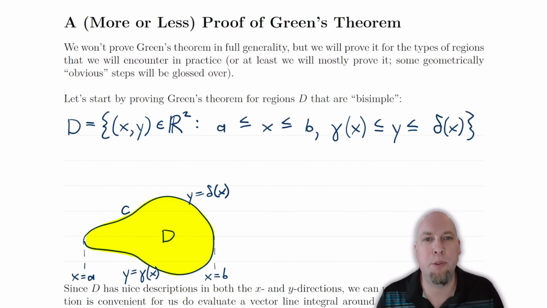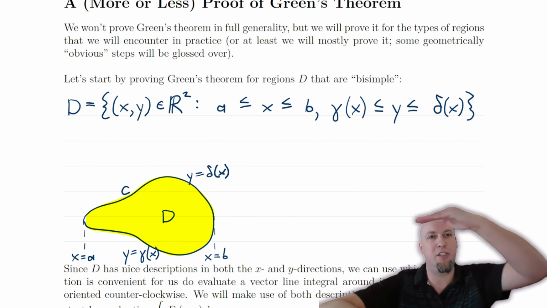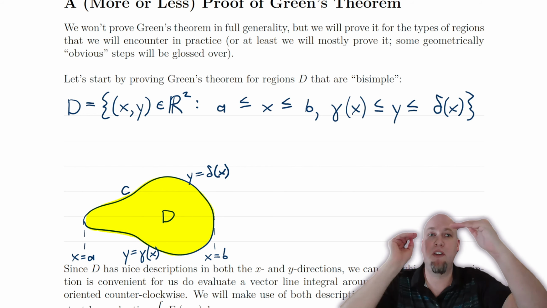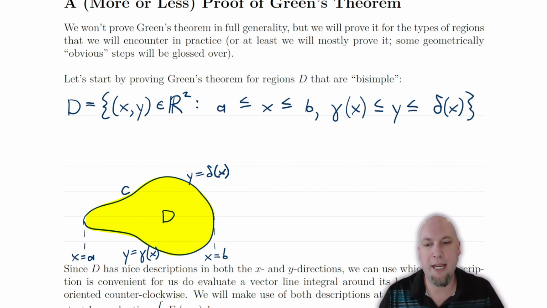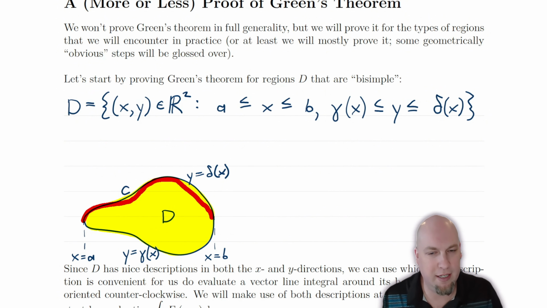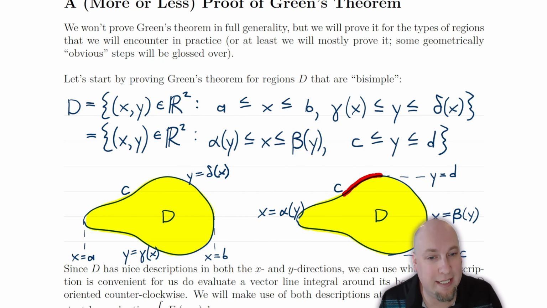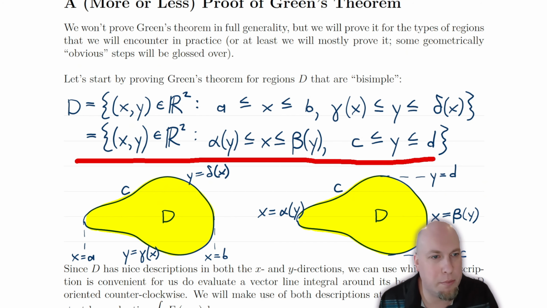What a bisimple region is, it's a region where you can define it in terms of a bottom curve and a top curve, or also in terms of a left curve and a right curve, okay? So for example, over here, this is an example of a bisimple region, because I can define it in terms of, well, there's a bottom curve, gamma of x, and there's a top curve, delta of x. But also I could equivalently say, okay, that exact same region, it has a left curve, what I'm going to call alpha of y, and a right curve, beta of y, okay?